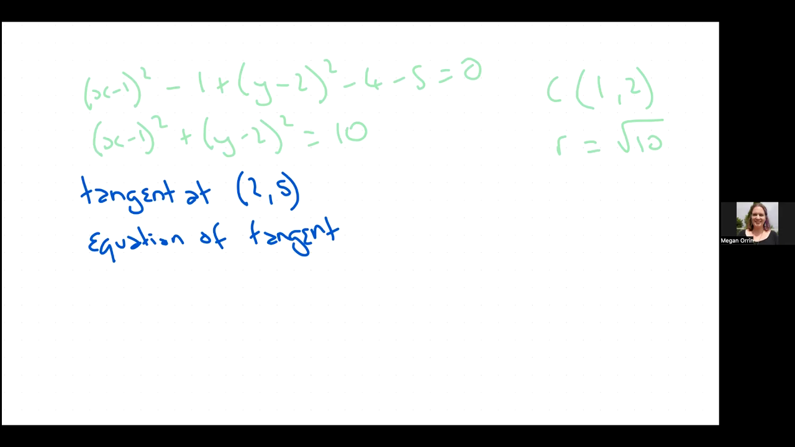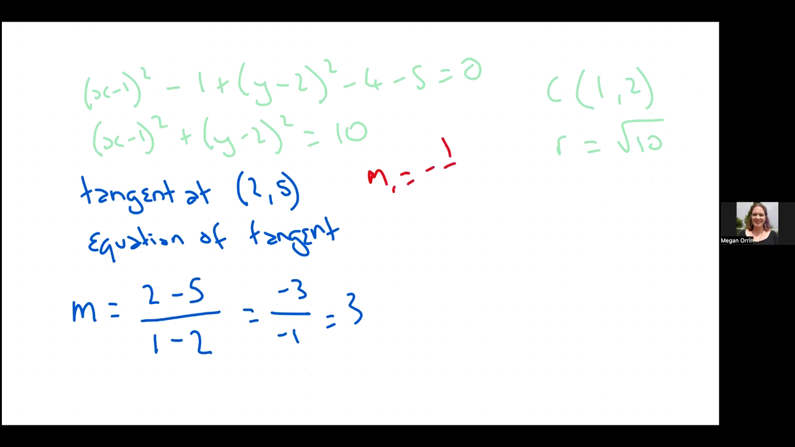So the gradient is, I've got a point of 2, 5 and 1, 2. So I'm going to do 2 minus 5 over 1 minus 2. So then I get -3 over -1. So my answer is 3. So if my gradient is 3, what's the gradient of the tangent line? Good. So my new gradient is -1/3.